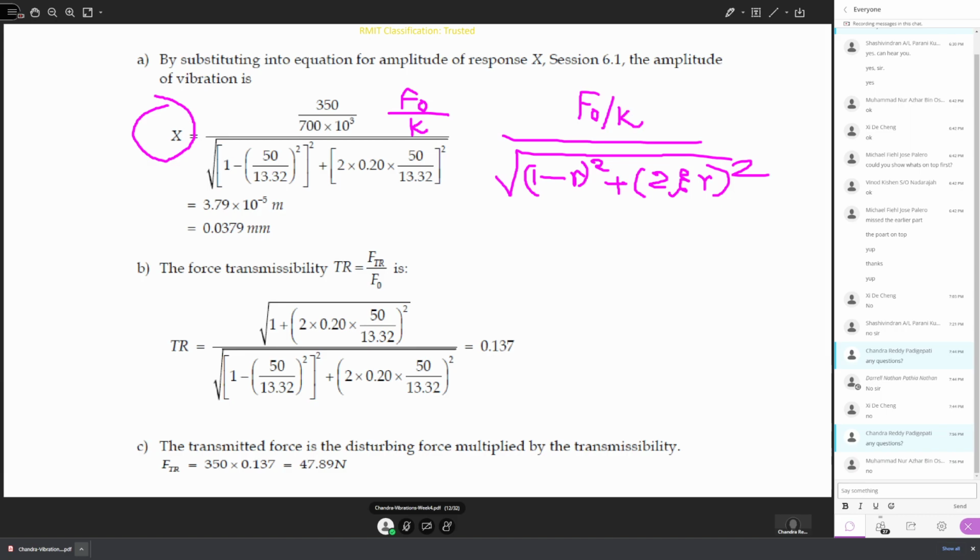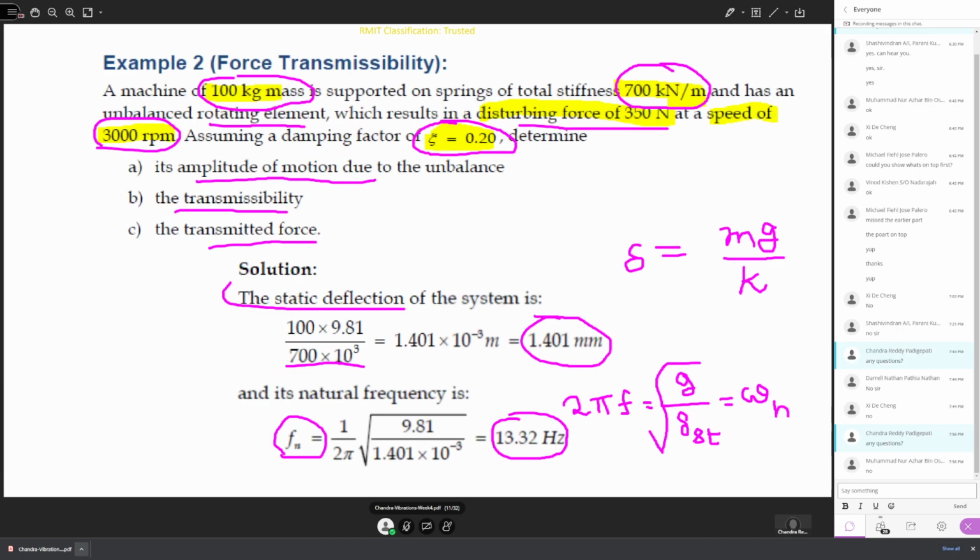If you take this F naught over K down, from the calculation given, we know everything. r is the ratio of frequencies. If you see the frequency we calculated, I'll go back to the previous one. The frequency we calculated is 13.32.